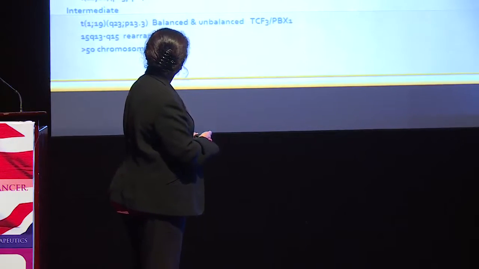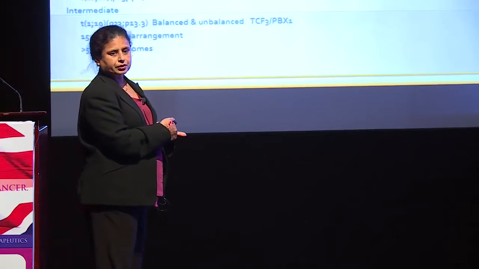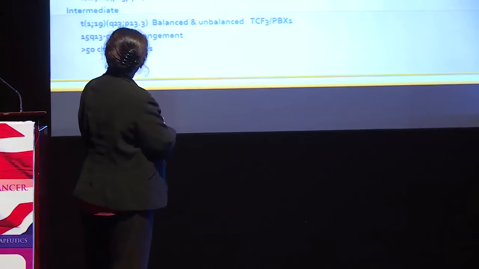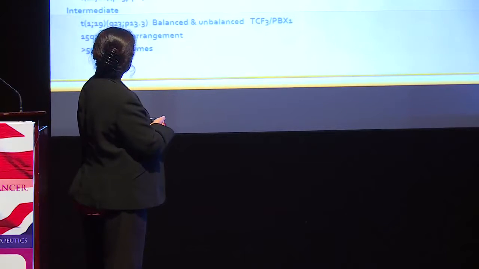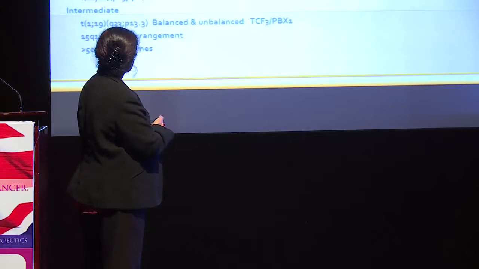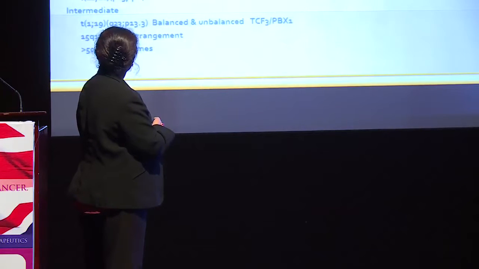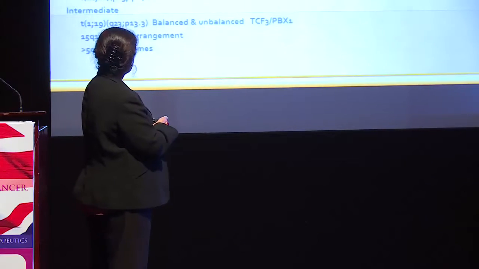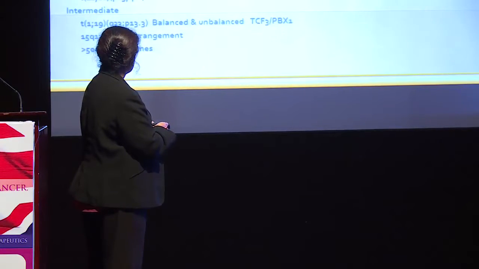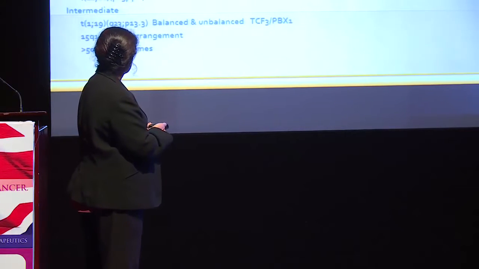In ALL, again, these are some of the specific recurrent translocations and cytogenetic abnormalities that you find. Those that confer favorable prognosis include hyperdiploidy, trisomies of chromosomes 4, 10, and 17, translocations that are associated with Burkitt lymphoma/leukemia, 2;8, 8;14, and 8;22, the translocation 12;21 and 9;12.